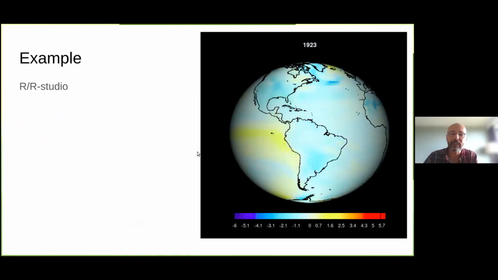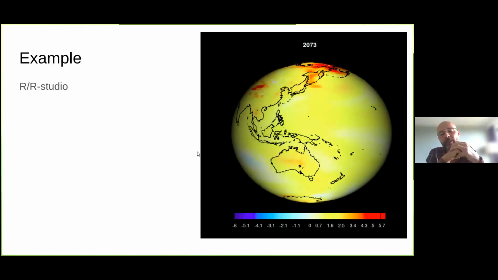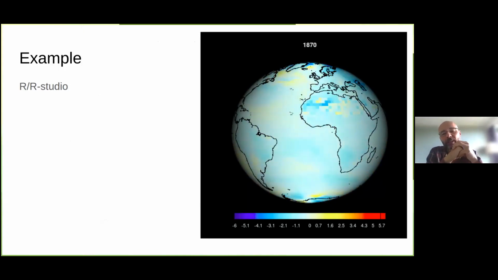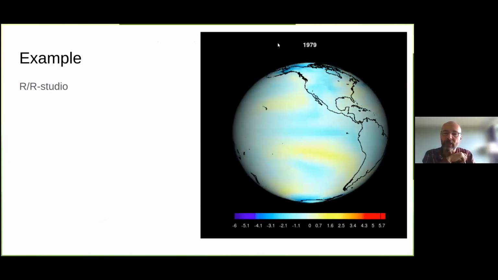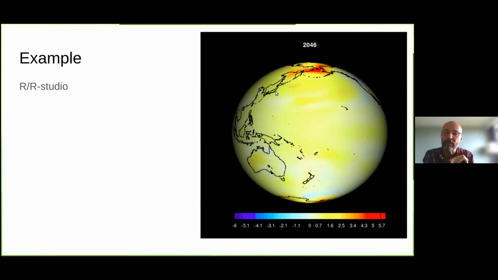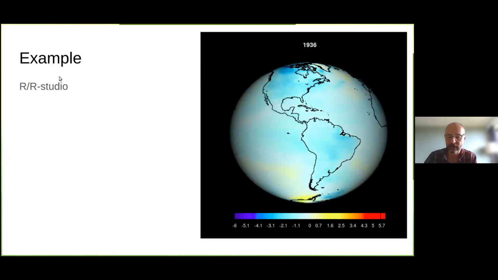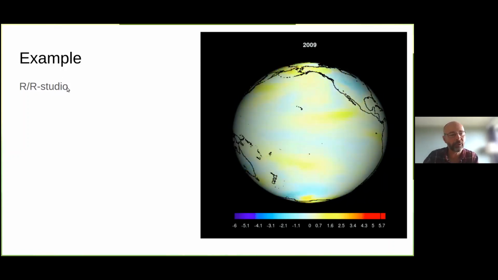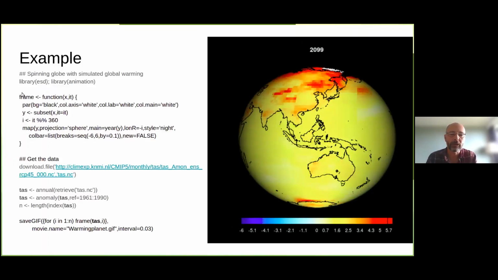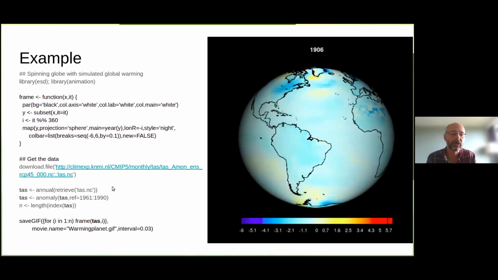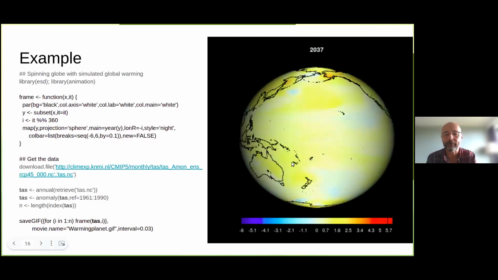So here is another example of what we can do with visualization when we have smart data. This is an animation of the temperature for every year. This is the global climate model. You can see that the temperature increases, and this has been produced in R and RStudio. And this is actually the whole code I used to produce this animation.